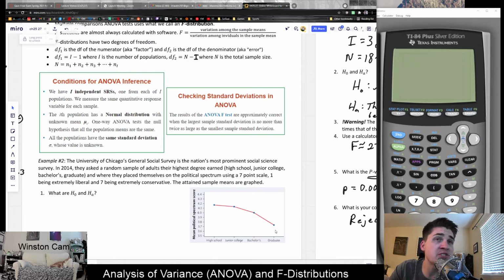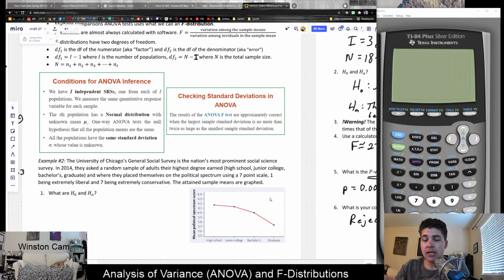So it appears that graduate is a little bit more liberal, and that high school and junior college educated people are a little bit more conservative, not extremely. And again, 4 is right down the middle. Looks like bachelors are pretty close to being right down the middle of the spectrum. We have 4 different groups here, so we'd be looking at the mean political spectrum score for 4 groups: high school, junior college, bachelor's, graduate. So we'd say this is X bar 1, X bar 2, X bar 3, X bar 4. And we've been given that information already.